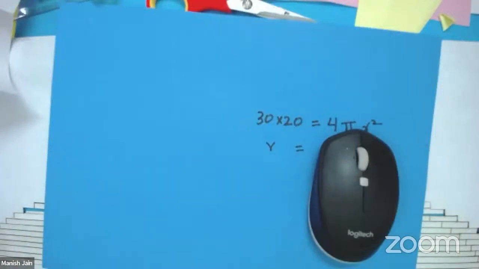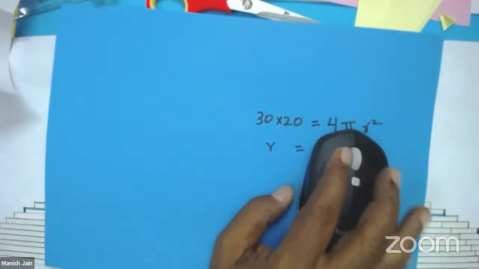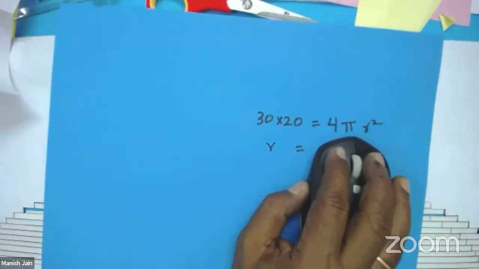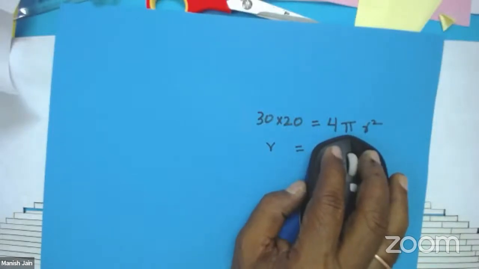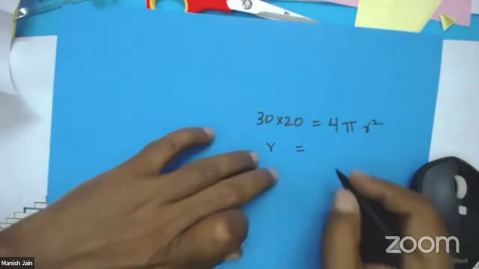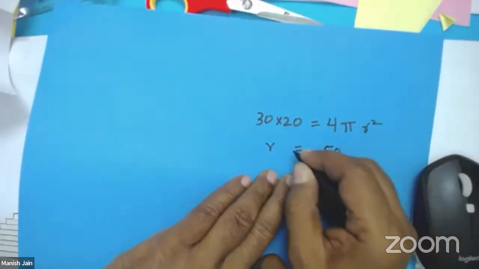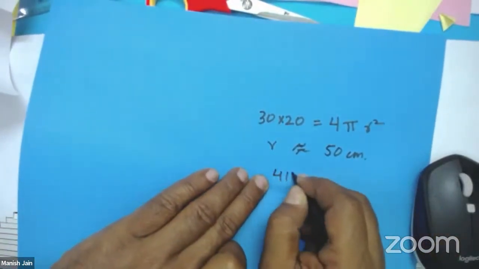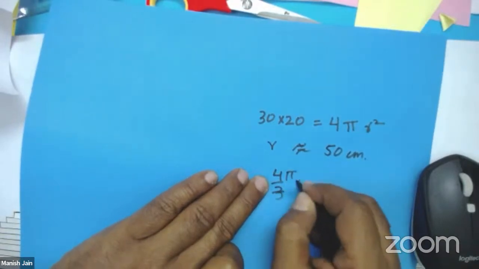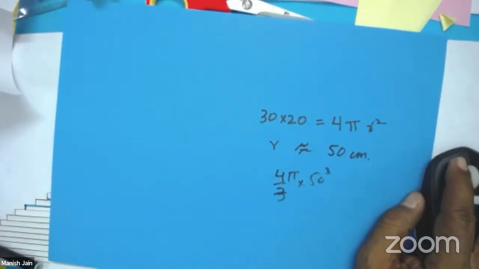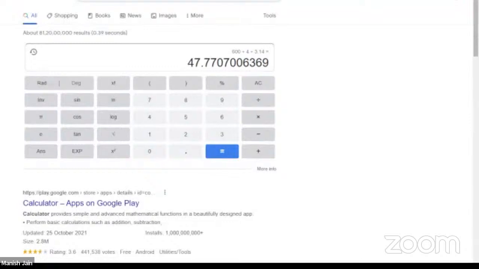Calculator. 600 divided by 4 divided by pi. Okay, 47. So this is about 47 or almost 50, let's assume roughly 50 centimeter. And so my volume will be 4 by 3 pi times 50 cube. Let me just do that right now for you, and let me also show you on the screen what I'm doing.